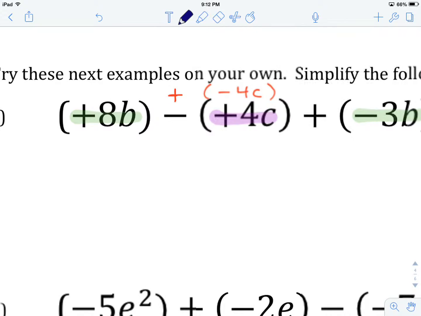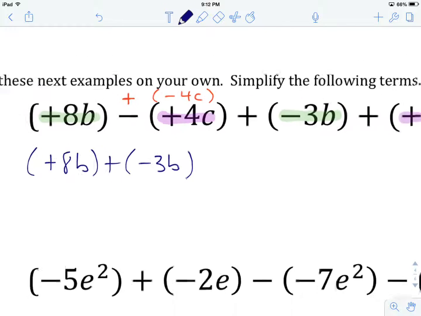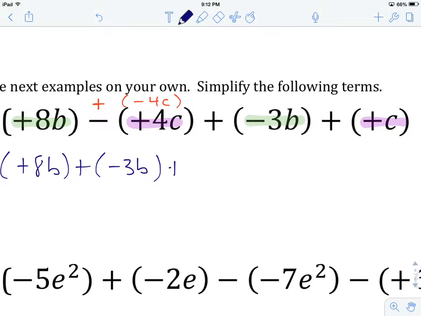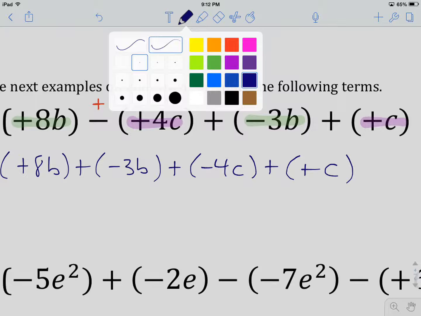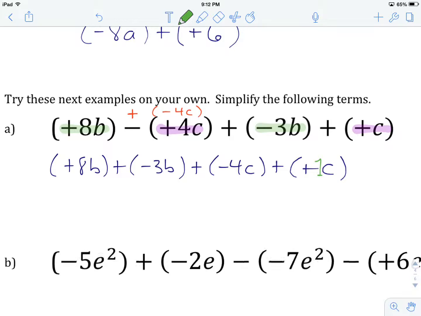Let's start with my +8b plus -3b. So there's my like terms with b. And now I'm going to write my plus -4c plus +c. I'm going to mention here that although I don't see a coefficient in front of that c, I know that if I don't see it, the coefficient is going to be 1. So I'll just write that in there just for reference.